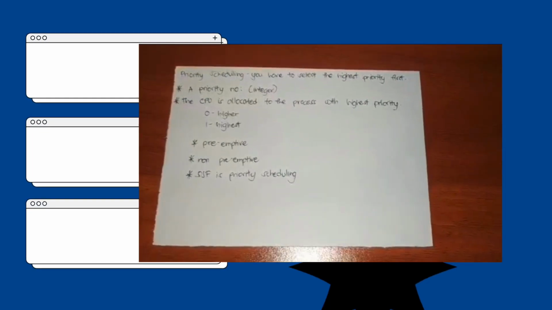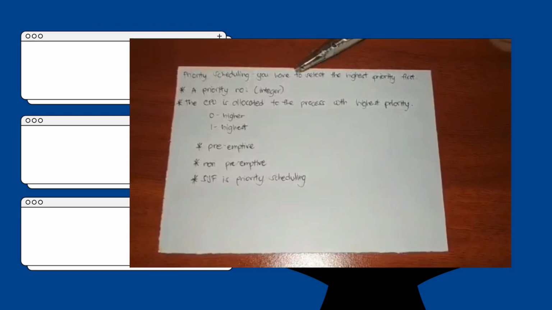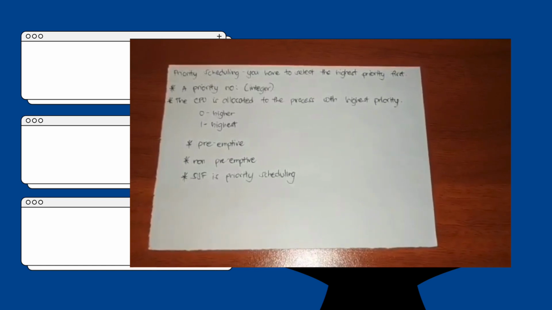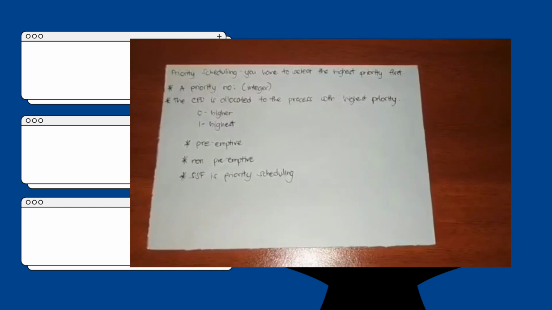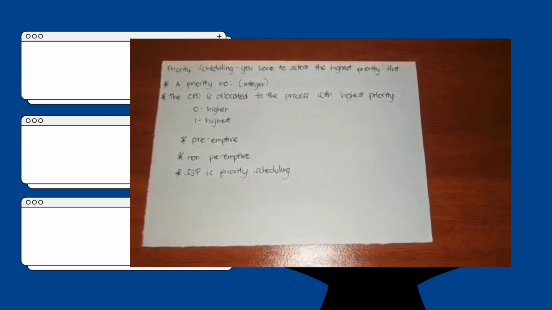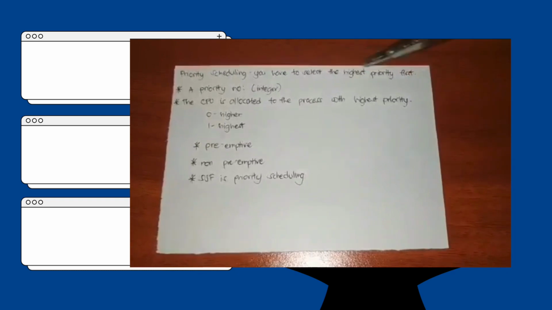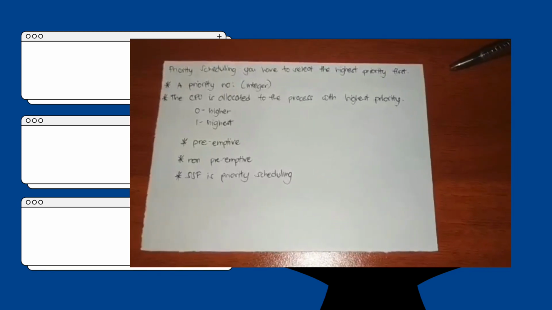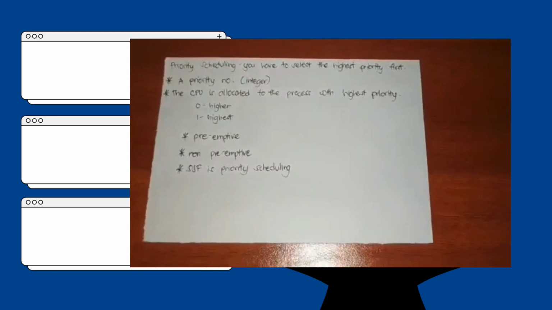So what is priority scheduling? From the name itself, priority scheduling means you have to select the highest priority first. A priority number is always represented as an integer, and an integer is associated with each process. So it means that you have to assign a priority to each process if you are going to use the priority scheduling algorithm. The CPU is allocated to the process with the highest priority. It takes the smallest integer as the highest priority. So if there is 0, it is the highest, and if there is 1, it is the next highest, like that.